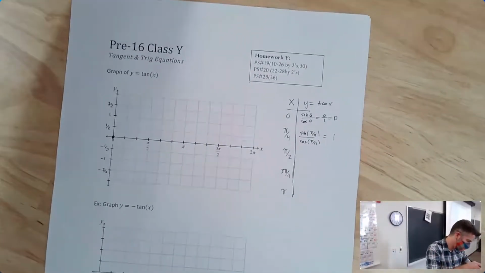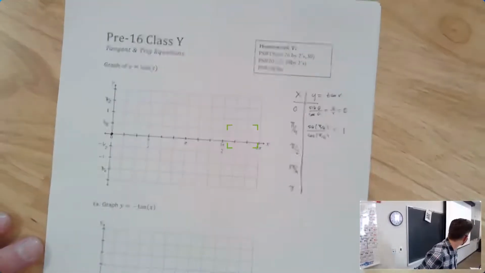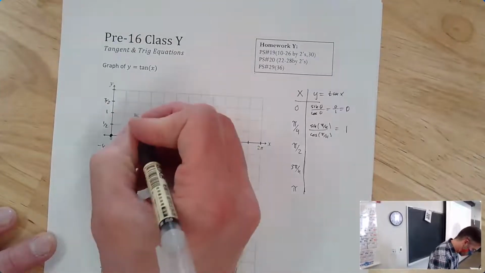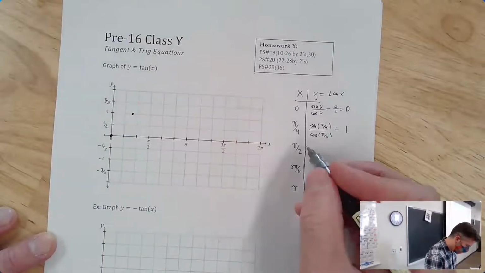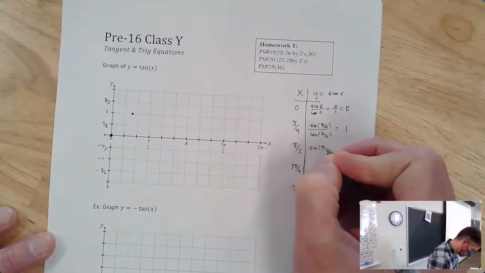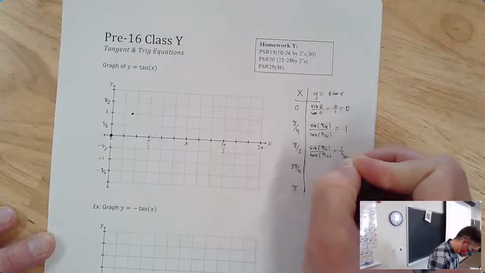Zoom in a little bit here. So pi over 4, which is halfway between 0 and pi over 2, the tangent value is going to be 1. And then at pi over 2, I'm going to get sine of pi over 2 over cosine of pi over 2, which is 1 over 0, which is undefined.